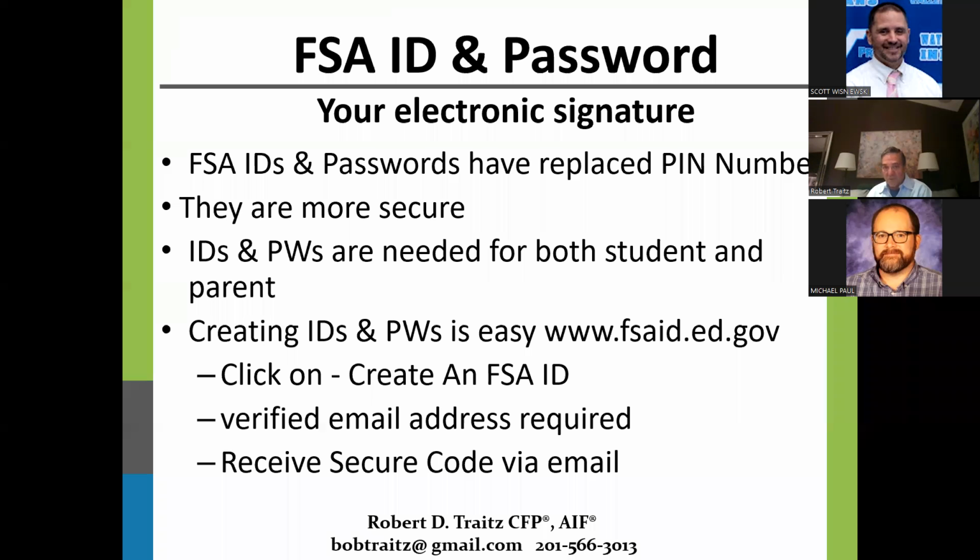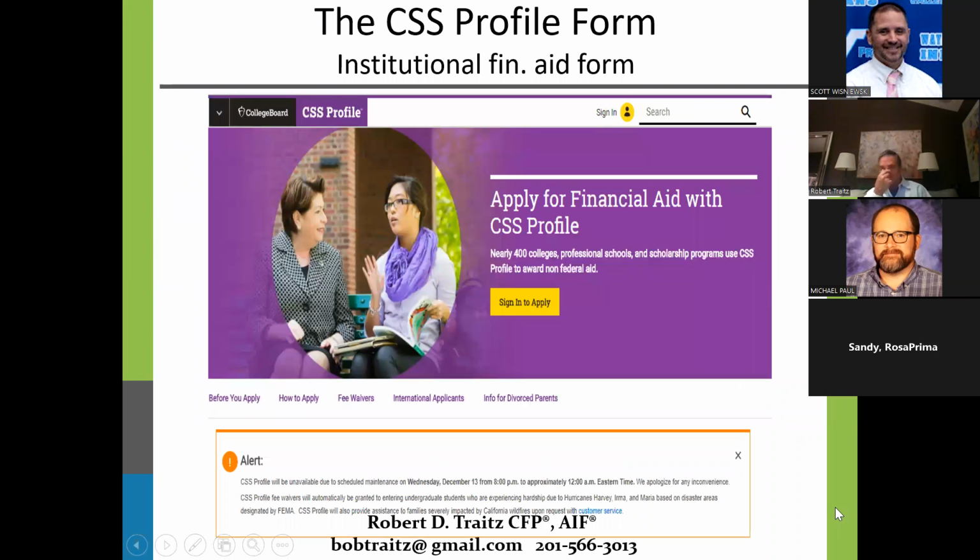Make sure that the parent and the student each have their own email address. You're using the parent's social security number for the parent's ID, and the student's social security number, date of birth, and so on. You'll receive a secure code in the process. It's very easy to do. So I'm going to change gears a little bit, but Sandy, do you have a question?